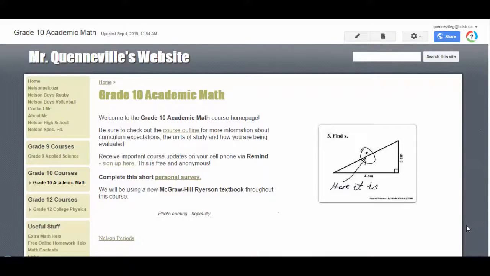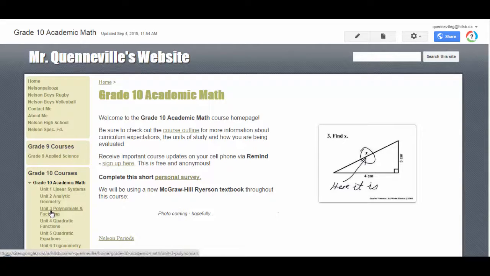Hi everyone, welcome. So in this video we're going to look at preparing you for Performance Task Part 1, which is on quadratics. And in your grade 10 academic course, quadratics fell into 3 units. Unit 3 on polynomials and factoring introduced the idea of factoring quadratics, okay, and expanding them.